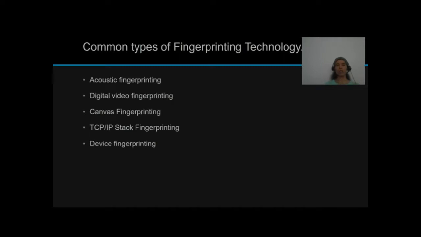The second is digital video fingerprinting related to videos. Canvas fingerprinting, more or less related to websites and tracking visitors. TCP/IP stack fingerprinting is about collecting all sorts of information from a remote device like a laptop or mobile phone, a PC, and getting a fingerprint. One can build profiles of a person just by using TCP/IP stack fingerprinting. And the last is device fingerprinting, which is similar to TCP/IP stack fingerprinting. It's just about fingerprinting any device at the other side of the network.